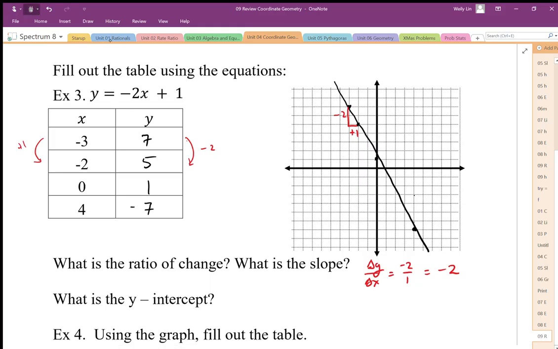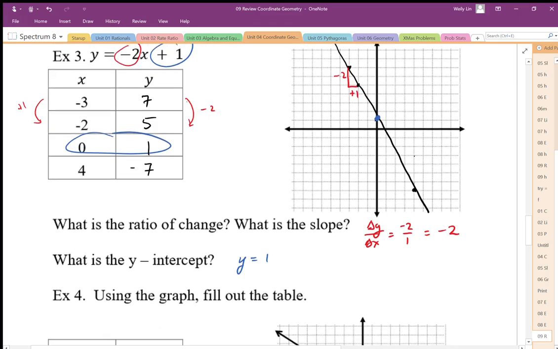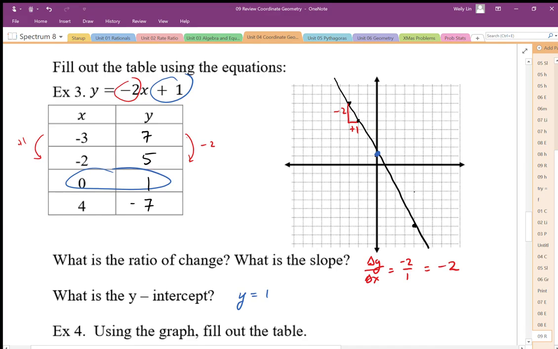The y-intercept is going to show up as x equals 0. So y-intercept is y equals 1. It shows up on my graph there, shows up on my table. It also shows up there, just like the slope shows up in the equation. Okay, so these are things I want you to connect to each other.